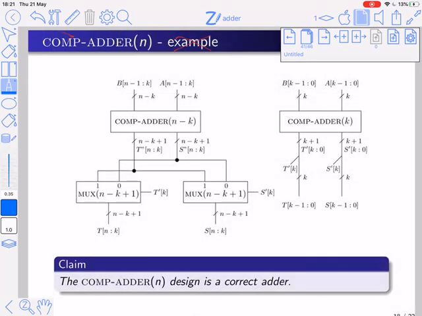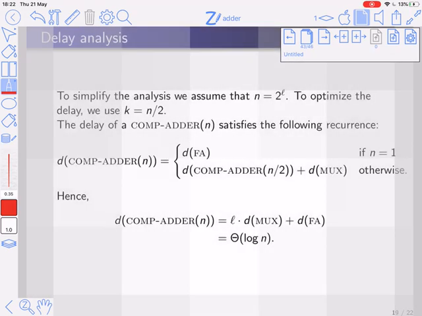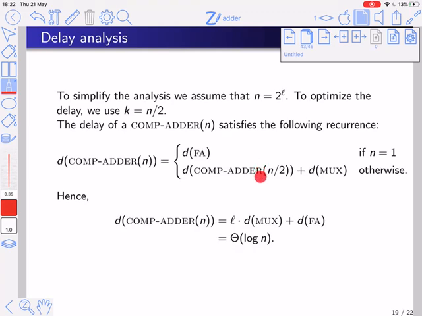I have here paths that go either through a compound adder or through like this, or like this, or like that, or like this. And you can see that the longest paths have to traverse a compound adder of size n over 2 plus a single mux. So this explains this part.